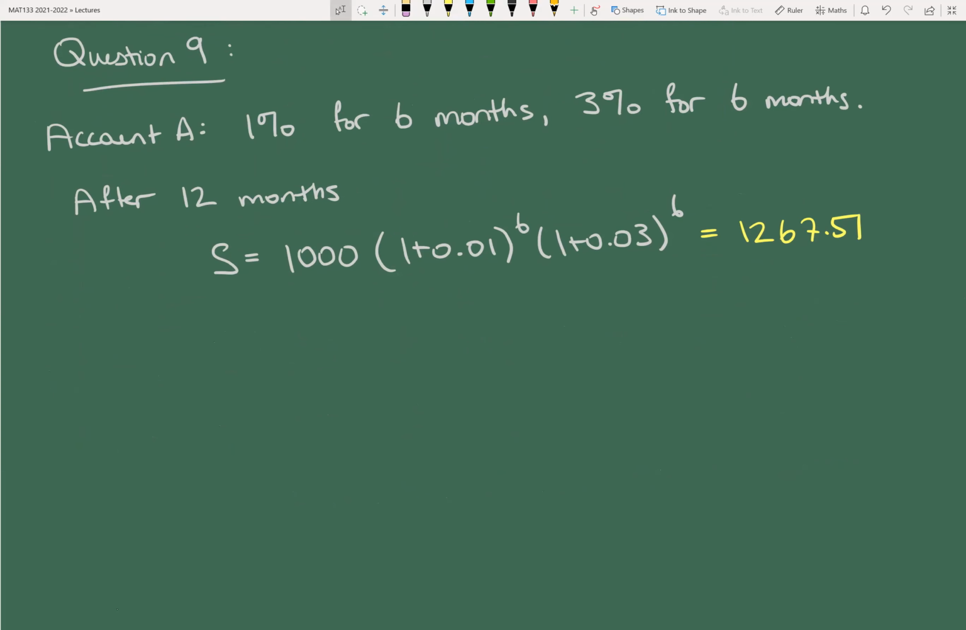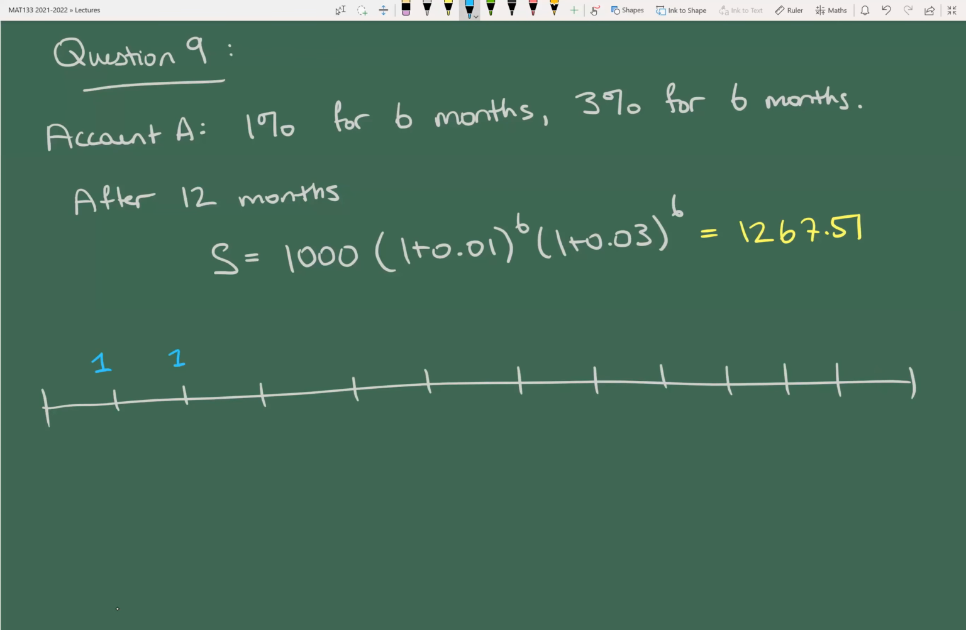Maybe let me just show this one really quickly, because this is a nice point. And I think the best way to do this is, again, with a timeline. So 1, 2, 3, 4, 5, 6, 7, 8, 9, 10, 11, 12. And we have 1%, 1%, 1%, 1%, 1%, 1%, and then 3%, 3%, 3%, 3%, 3%, 3%. And so when we start with a principal here, every time we push it through one of these events... So you don't want to add. Where does the 1061.50 come from? I'm not certain.